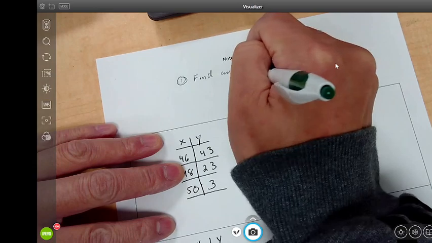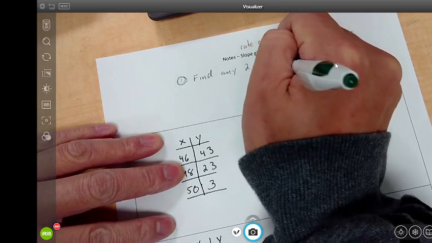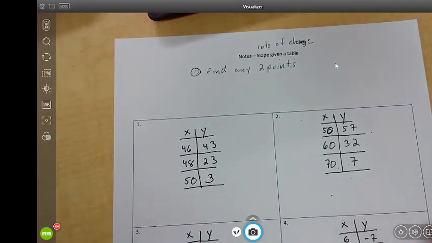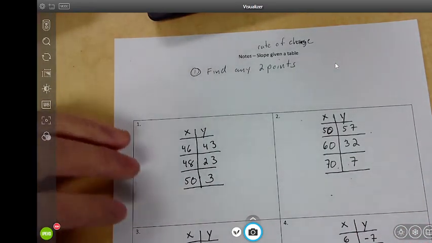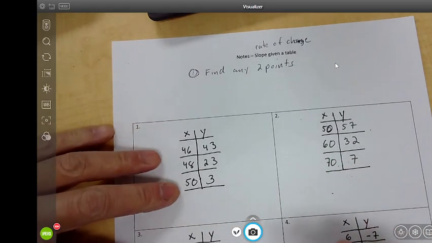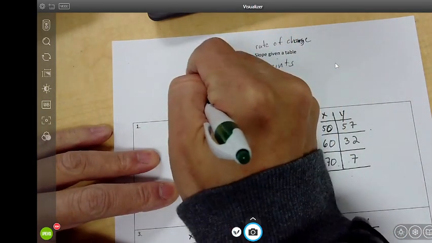Find any two points that you like the best. If you don't like negatives, try to find two points without negatives. If you don't like decimals, try to find two points without decimals. Any two points that you feel best with. Alright, and then the second thing is you're going to find the slope.